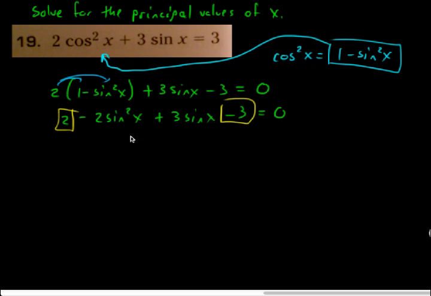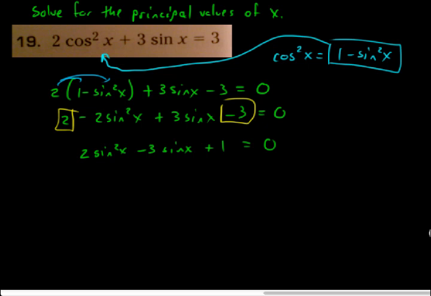And I don't actually like having my first term be negative when I write this in standard form, so I might actually change all of the signs here. So I'm going to write this as positive 2 sine squared x minus 3 sine x. And then these combine to be negative 1, but since I'm changing the signs, it'll be positive 1 equals 0.